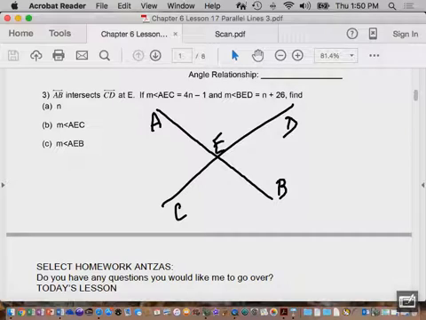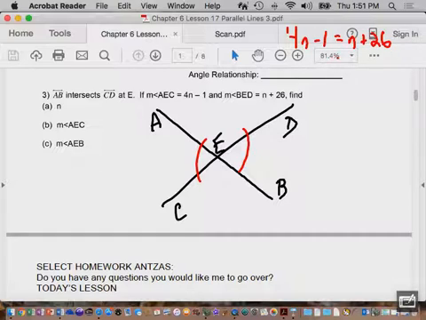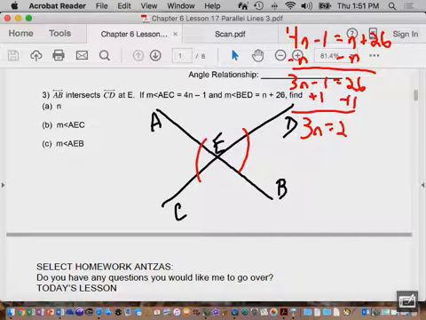Angle AEC, A to E to C, that's that guy. BED, B to E to D, that's that guy. What do you know about those two angles? Equal. So therefore, 4n minus 1 equals n plus 26. Opposite side, opposite operation. 3n minus 1 is 26, add 1. 3n is 27, divide by 3, n is 9.